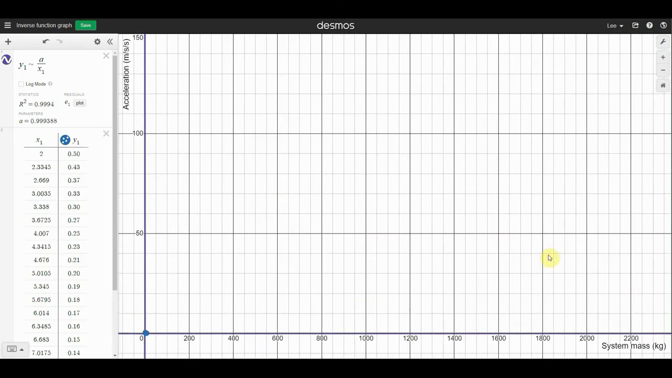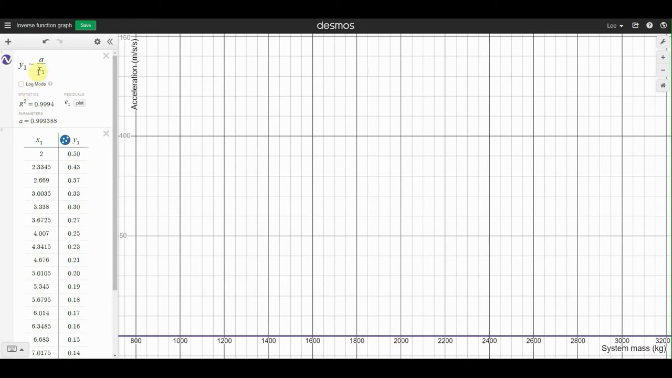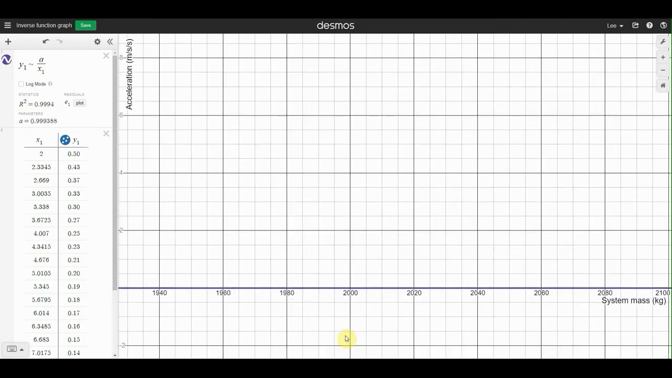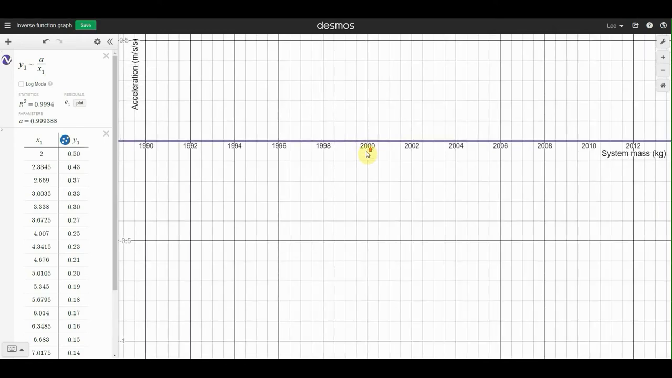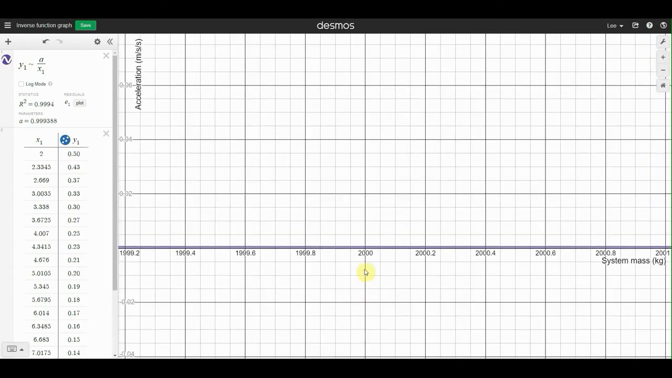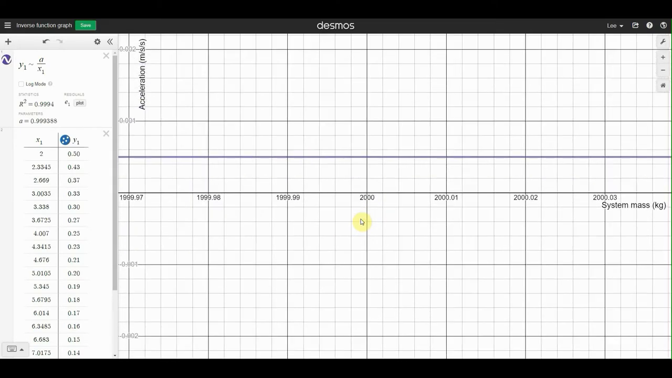And so here's a really big system mass. So the question is, does that acceleration ever reach zero? With this formula, as x gets bigger, we see that y is getting smaller. So let's zoom in here at a metric ton, 2,000 kilograms, and it looks almost like it's zero, but if we keep zooming in more and more, you will notice it is not actually zero.